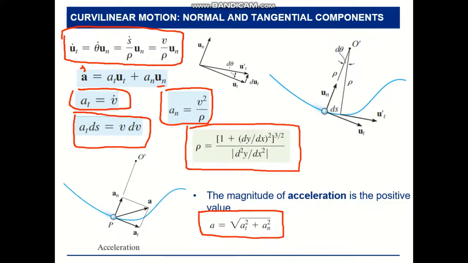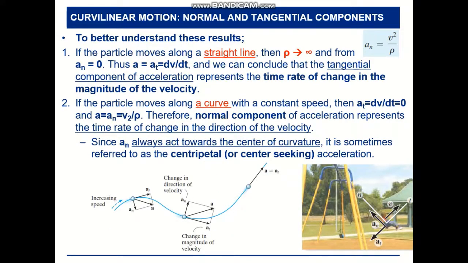giving us the magnitude of acceleration. To better understand these results, if the particle moves along a straight line, then the radius of curvature goes to infinity. And if it goes to infinity, the normal acceleration goes to 0, right? And thus acceleration is going to be only the tangential acceleration, which is dv/dt. And we can conclude that the tangential component of acceleration represents the time rate of change in the magnitude of the velocity when it is a straight line.